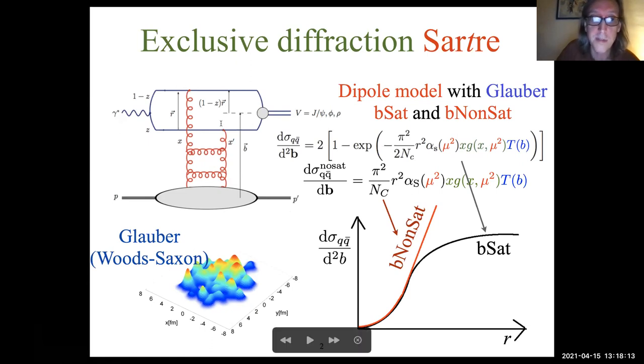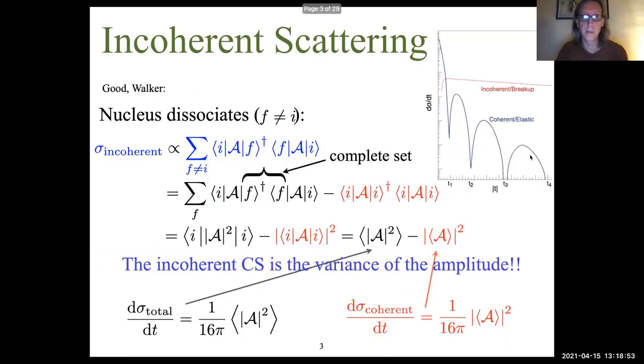So we have two models for this gluon interaction. One is the saturated BSAT model, also called IPSAT, and one is the non-saturated, the linearized version, which is called B non-sat. The dipole cross-section for B non-sat doesn't saturate for large R or for large gluon densities, whereas BSAT saturates at some value at large R and large gluon densities. And this comes with a B dependence. And this is what this talk is going to be about, the B dependence on this.